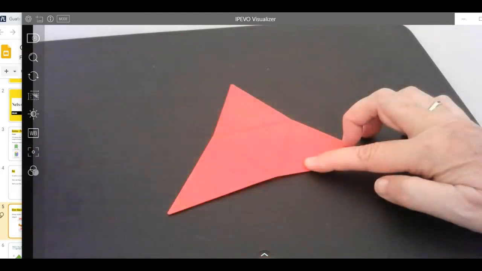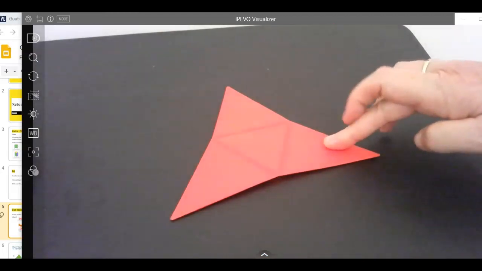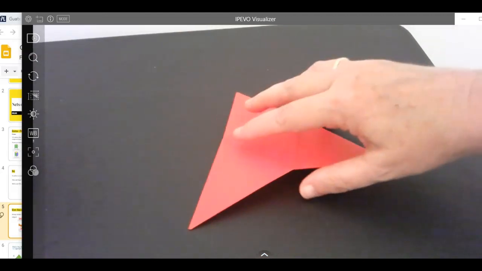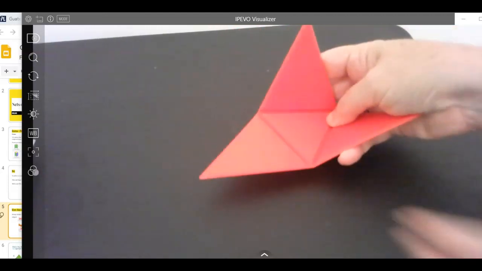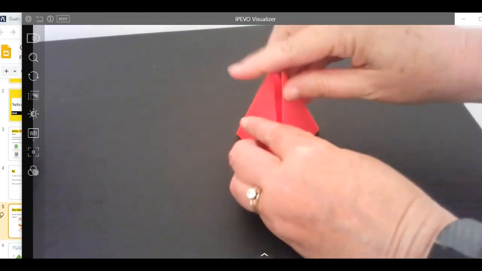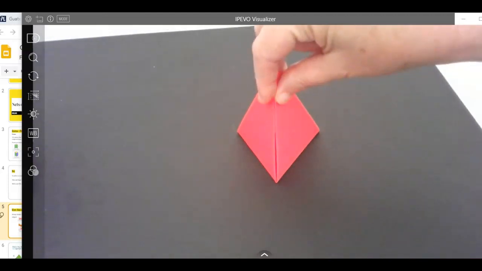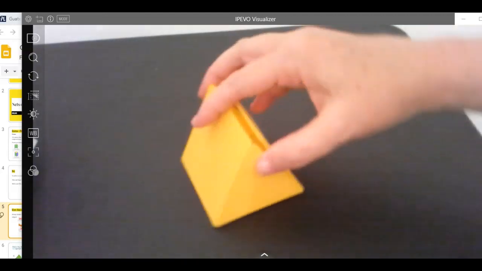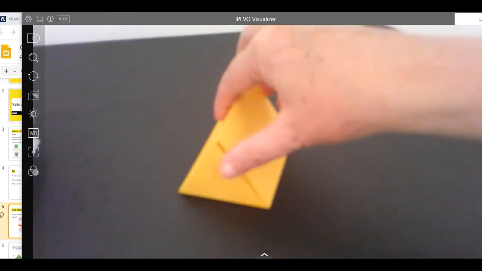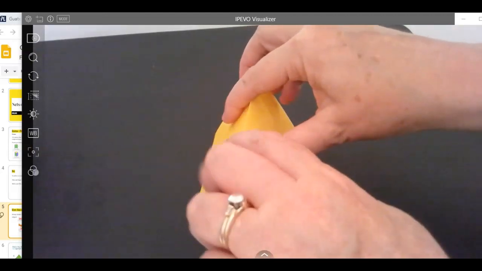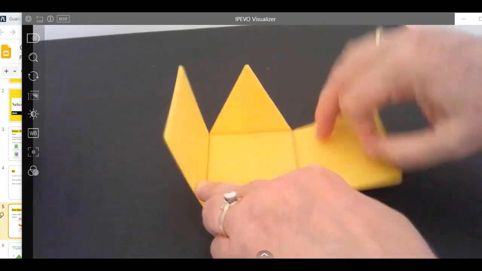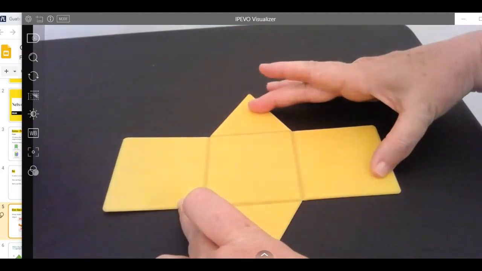If we look at a net like this one, can anybody determine what this would be? Well, if we take this and we fold it, we get a triangular pyramid. Let's look at one more. If I take this shape, this is a triangular prism. And if we cut it so that we could fold it flat, it would look like this.